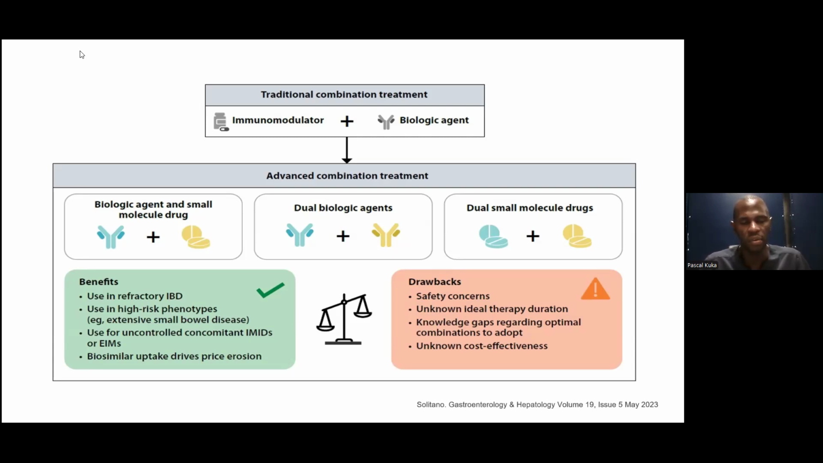One of the obvious considerations was the risk of complications, in terms of safety, of combining that. But probably this should be a thought in patients who have highly refractory IBD, or have high risk phenotypes. There are already case reports about different combinations for advanced combination therapy, but we won't discuss that in terms of today's presentation.